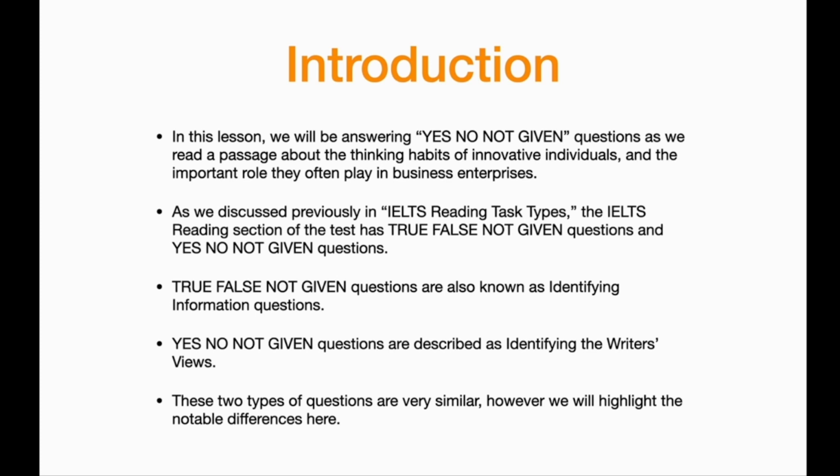As we discussed previously in IELTS reading task types, the IELTS reading section of the test includes true/false/not given questions and yes/no/not given questions. True/false/not given questions are also known as identifying information questions. Yes/no/not given questions are described as identifying the writer's views. These two types of questions are very similar, however we will highlight the notable differences here.